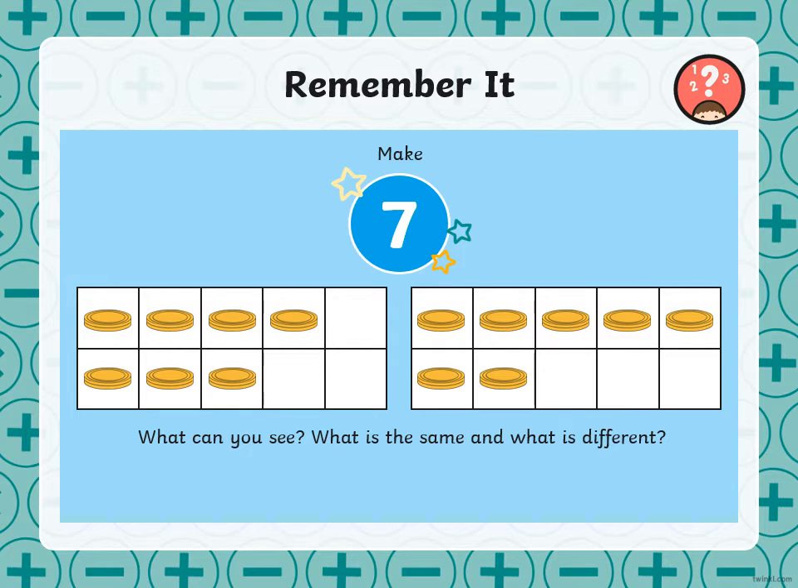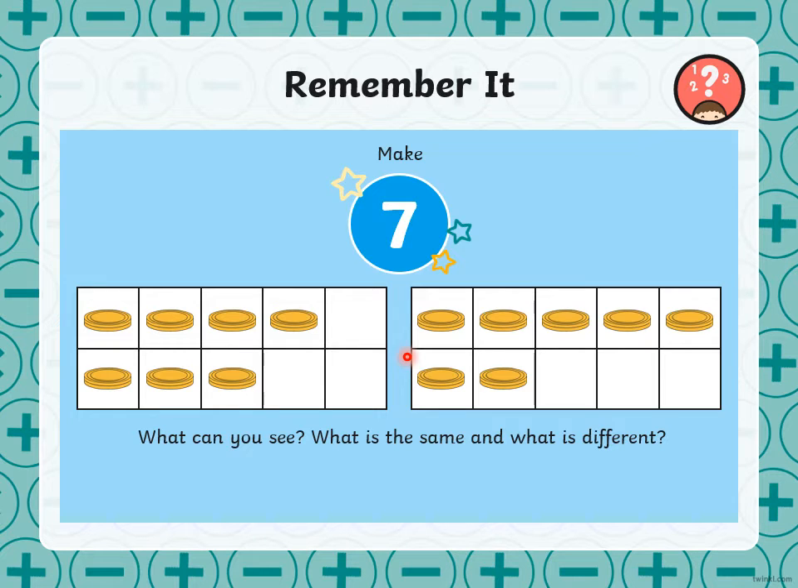So we can describe this in different ways. So in the first 10 frame, the top row has 4 and the bottom row has 3. We can count this by counting by twos, 2, 4, 6, and then 1, which makes 7. In this 10 frame, we can see that there are 4 together and 3 together because 4 and 3 make 7. So we can see different ways that we can make 7. Another thing that we can see, the top row has 5 and the bottom row has 2. So now we know some more number facts. 5 plus 2 equals 7.